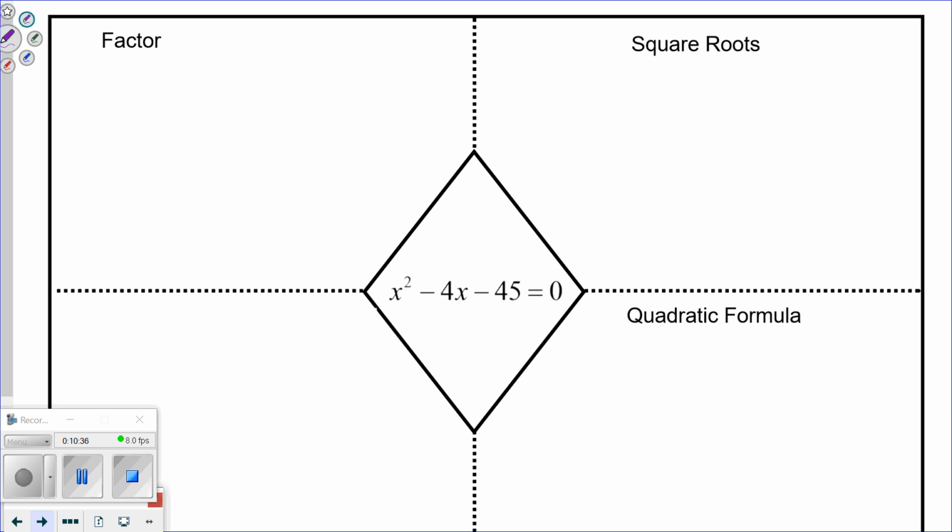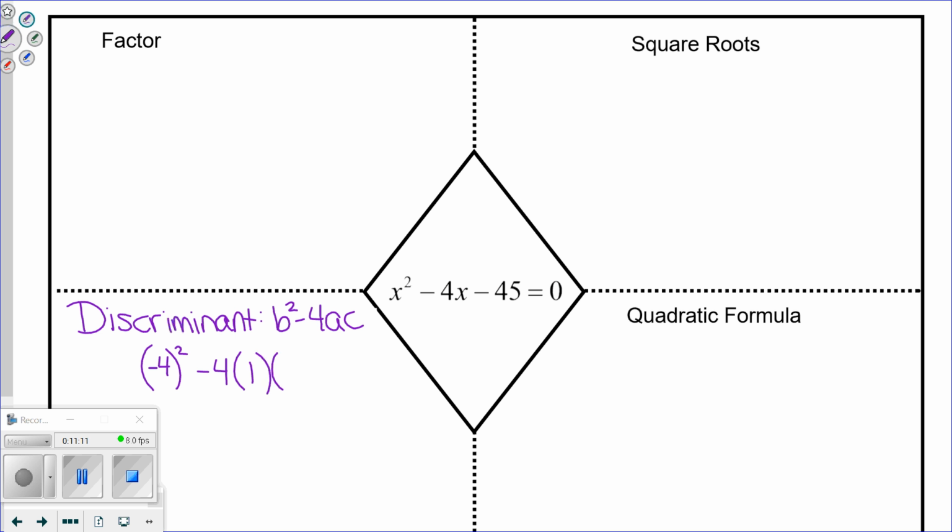Okay. All right. So next problem. X squared minus 4x minus 45 equals 0. So it's already set equal to 0. That's good. Let's go ahead and just jump right to the discriminant. That will tell us whether or not it factors. So again, that's your b squared minus 4ac. What's my b value? Negative 4 squared minus 4 times my a, and my c. Thank you. All right, see what we got.